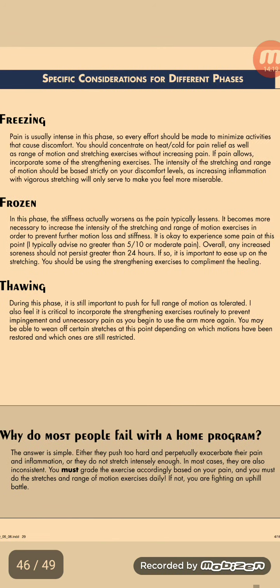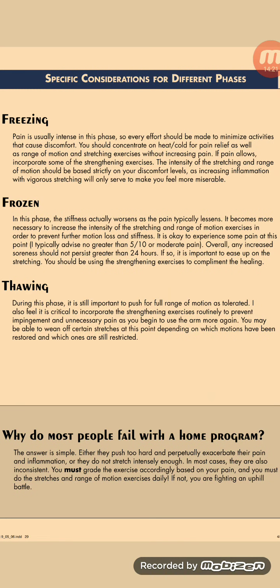Specific considerations for different phases. Freezing. Pain is usually intense in this phase, so every effort should be made to minimize activities that cause discomfort. We should concentrate on heat and cold for pain relief as well as range of motion and stretching exercises without increasing pain. If pain allows, incorporate some of the strengthening exercises. The intensity of the stretching and range of motion should be based strictly on your discomfort levels, as increasing inflammation with vigorous stretching will only serve to make you feel more miserable.